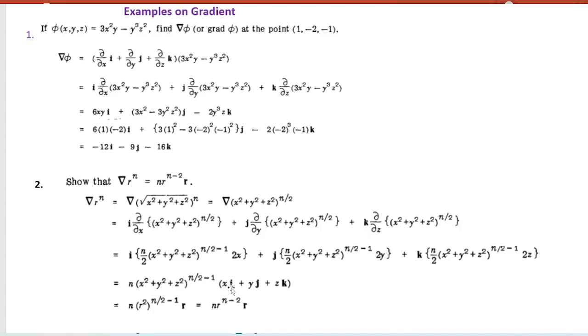minus 1. And if we take this value common, then x i plus y j plus z k is the position vector r. So it will be n r square to the power n by 2 minus 1 into the vector r, that is n r to the power n minus 2 into the vector r. So this is how we can find out the gradient. We just have to operate the given function with the operator del.